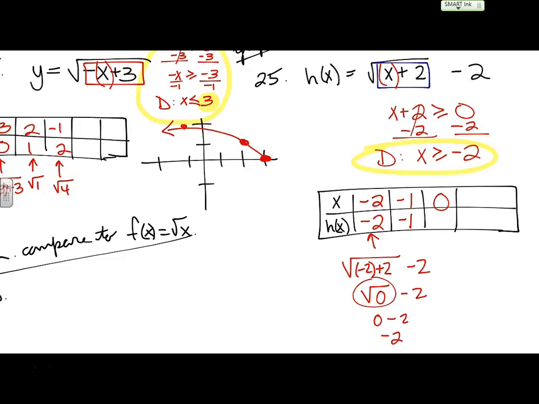If I plug in 0, do I like this plug-in? 0 plus 2 is square root of 2. Is that a nice one? No. So maybe we could try with 1. Barry's saying that one's not good either. Go with 2. Why is 2 better? 2 plus 2 is 4. Square root of 4 is 2, and 2 minus 2 is 0.